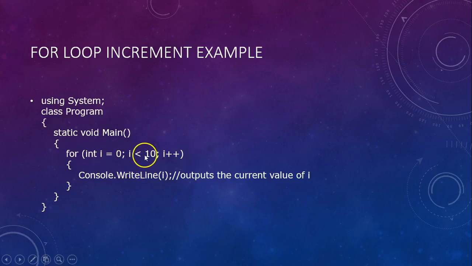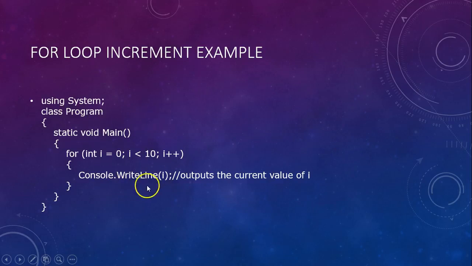So start with i is 0, then it checks, okay, is i less than 10? Well, we started with 0, so i must be less than 10. So then it's going to go ahead and output that value of i. So it says Console.WriteLine(i), then it does i++, and now it's going to loop back up. All right, i is now 1. So let's check, 1 is less than 10. Console.WriteLine 1. Then i++. So now it's 2.